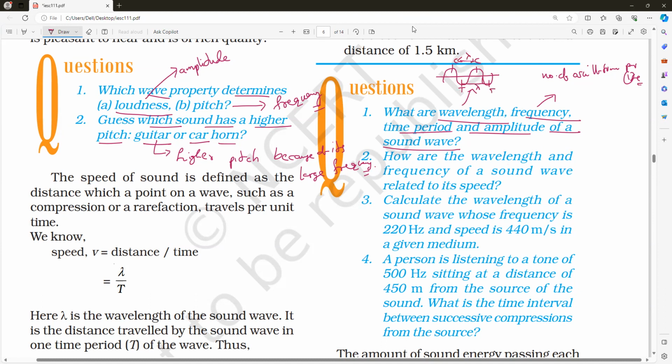Next, time period. What do you mean by time period, everybody? Time taken per complete wave, one wave. Time taken for one oscillation is called time period. Amplitude means the maximum displacement of a wave from its mean position. That is what we call amplitude.